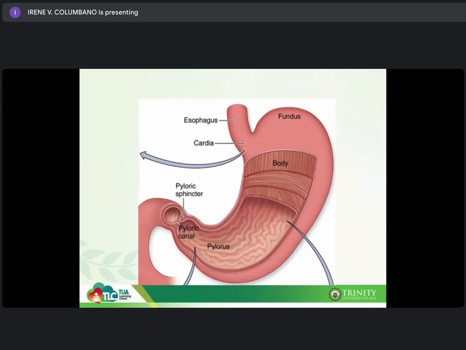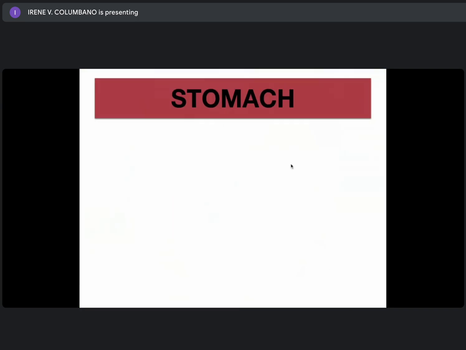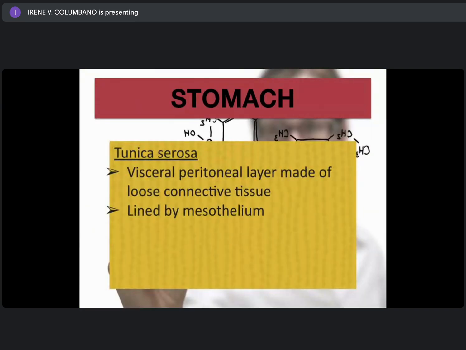Esophagus, no, remember your cardiac, kaya bakit ganun nasa stomach cardio, no, ECG, no? Because itong area na to ang tawag sa kanya is cardiac area kasi malapit na dyan yung heart. Stomach, tunica serosa, the outermost layer, basilar peritoneal layer made up of loose connective tissue lined by mesothelium or the simple squamous epithelium.